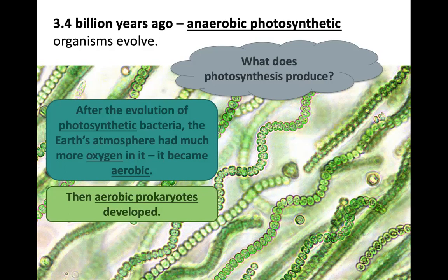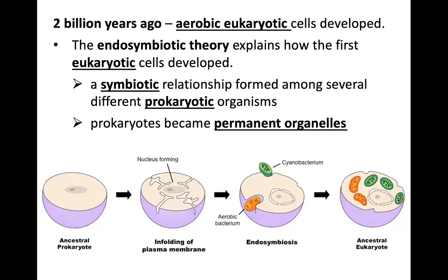So now we have aerobic prokaryotes. We're still hanging with the prokaryotes. First we had anaerobic, now we have aerobic. About 2 billion years ago, we get aerobic eukaryotic cells. This is where I had mentioned the endosymbiotic theory comes into play, and you're going to learn a little bit more about this in your Edpuzzle today. So this explains how the first eukaryotic cells developed.